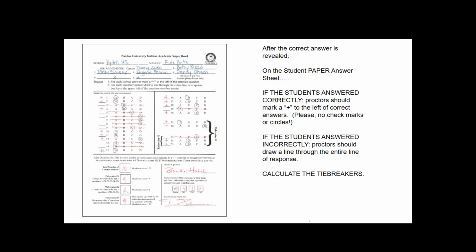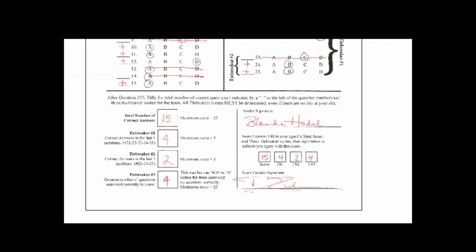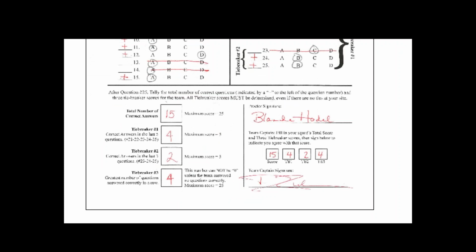You'll need to then calculate the tiebreakers. If you look at the bottom of the sheet, you can see the tiebreakers. Total number of correct answers, they got 15, tiebreaker 1, tiebreaker 2, and tiebreaker 3. At the end of that process, you will then sign as the proctor. The team captain needs to verify that all 3 of the tiebreakers and the total score are correct and indicate that they are verifying that by also writing those answers in the answer blanks. And then the team captain will sign agreeing that the score is correct.